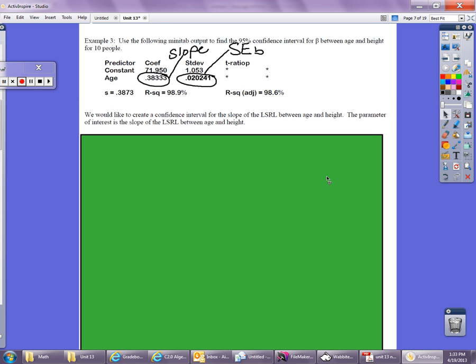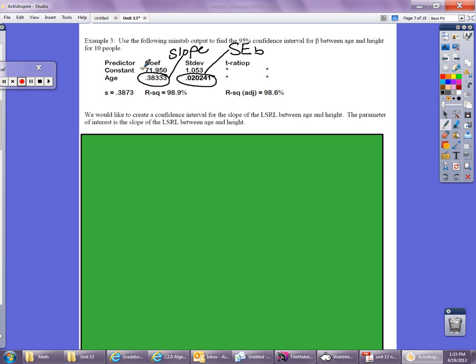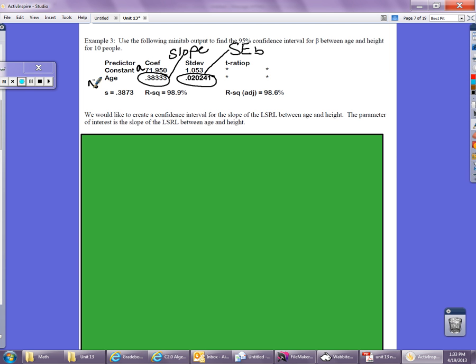In your Minitab, just be sure that you understand that this is your slope and this is your standard error of the slope. And of course, this number right above your slope is the a value. This is always going to be the x label, and then of course your y label will be the other variable. So in this problem, if it's age and height, age we already know is x from the Minitab, which means y would be your height.